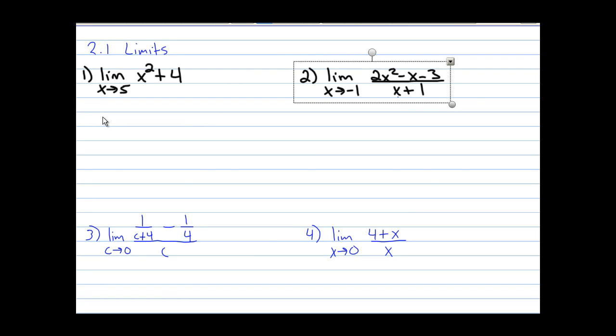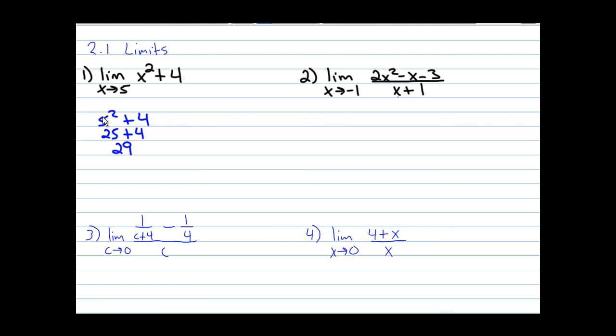This is section 2.1 on limits. The first thing we want to try when presented with a limit is to just simply plug the value in. So on number 1, we have the limit as x approaches 5 of x squared plus 4. So let's try to plug 5 in. We get 5 squared plus 4. We get 25 plus 4. We get 29. So the limit as x approaches 5 of the function x squared plus 4 is simply 29.